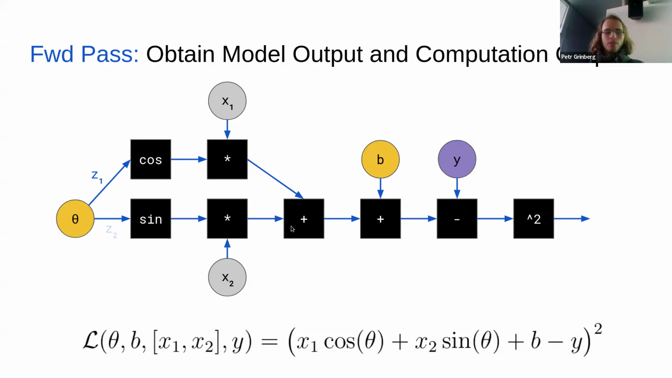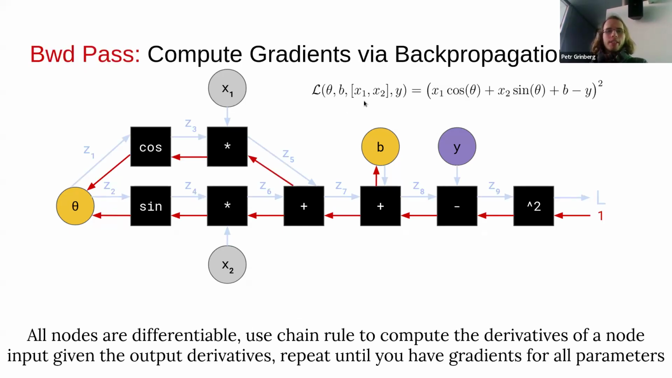Yeah, so we calculate Z1, Z2, Z3, Z4, etc. And finally, we calculate this loss, which is the output minus y, and square of it. Now we want to calculate gradients, and we do it with the so-called backpropagation algorithm. And all nodes are differentiable, so you know how to calculate the derivative for cosine, for multiplication, for summation, etc. So you can use the chain rule. Everybody knows what the chain rule is.